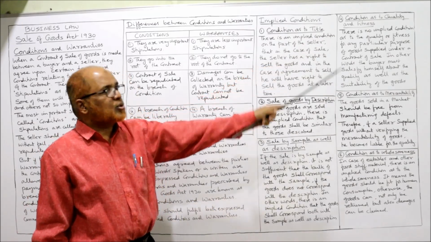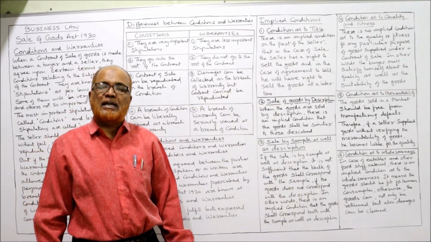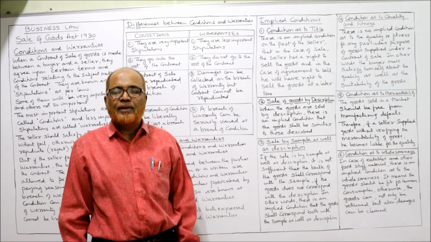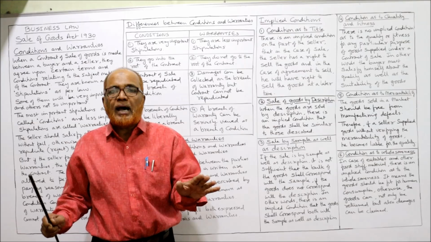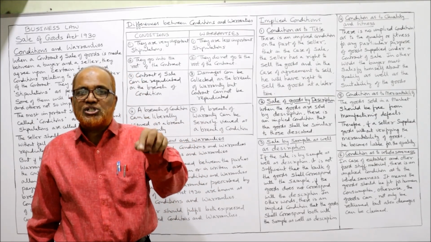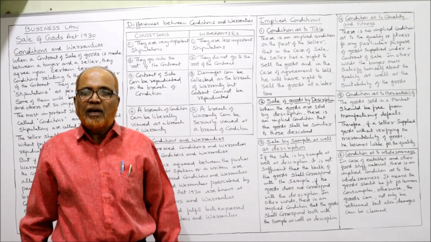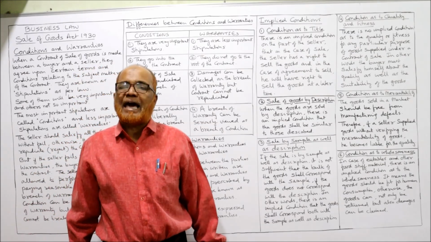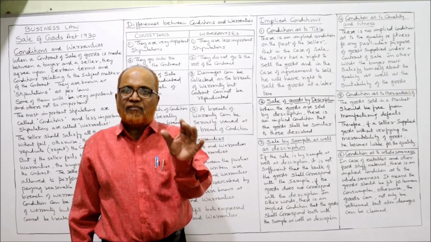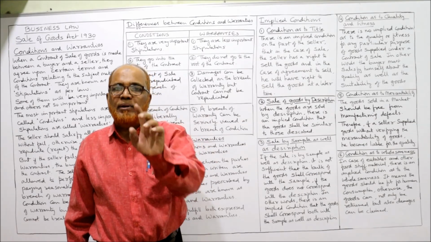Here, condition as to quality and fitness. Quality of the goods and fitness. There is no implied condition regarding the quality and fitness or suitability of the goods. Here, one term applies: caveat emptor. One Latin word is caveat emptor. The meaning of caveat emptor is let the buyer beware.